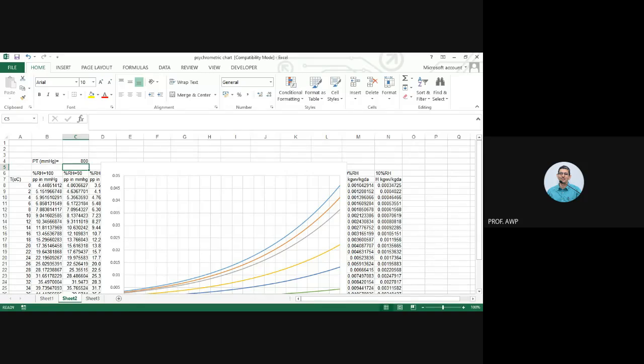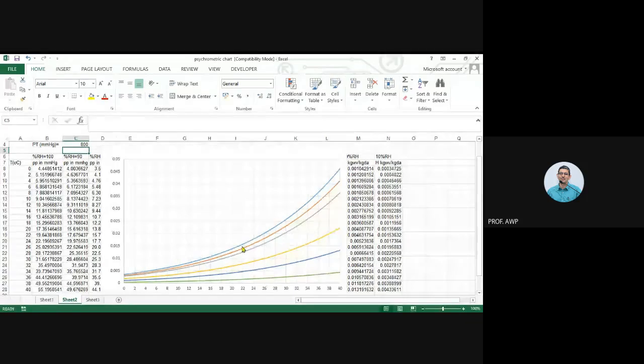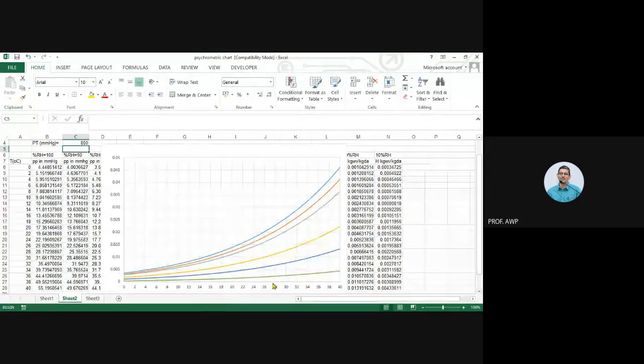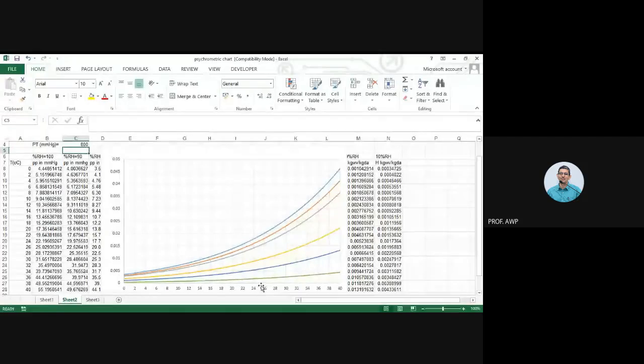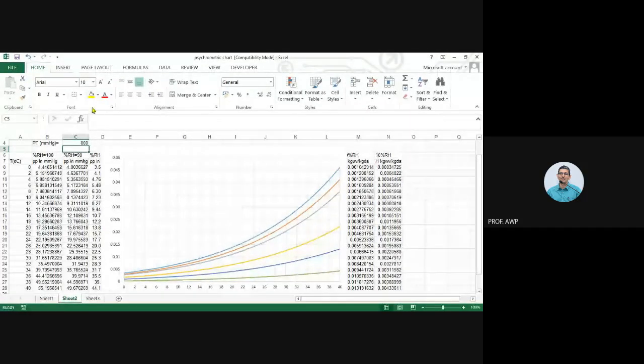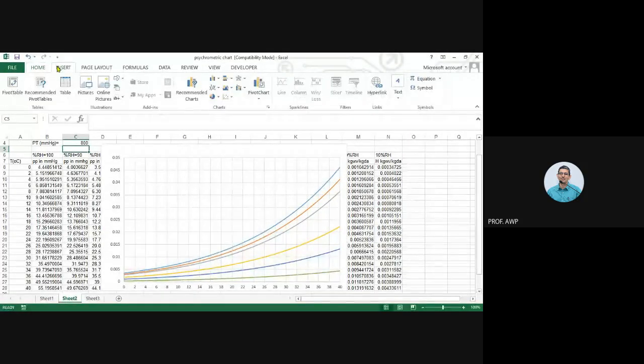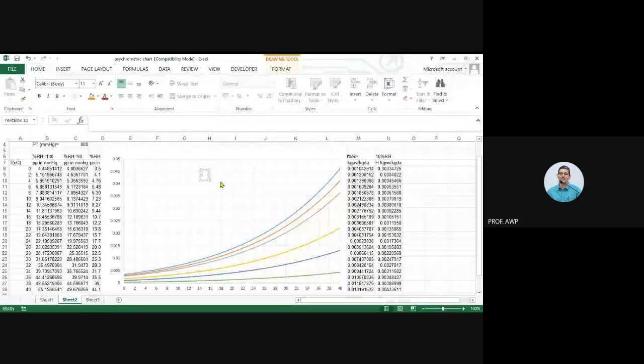Now what I want to do is, on this chart, I would like to plot the wet bulb temperature relationship as well. So suppose I say that the wet bulb temperature is 20 degrees centigrade. Let me just write that. So let me say that wet bulb temperature is 20 degrees centigrade.